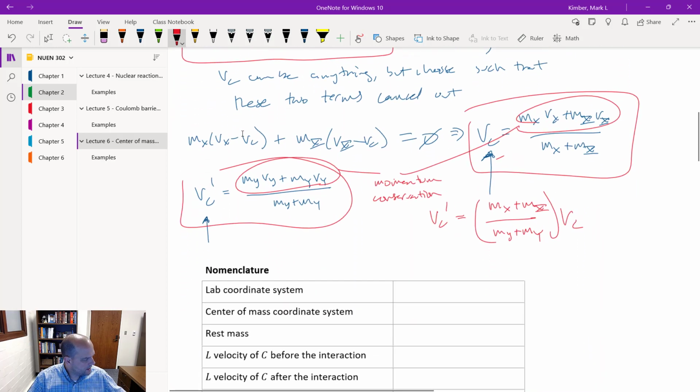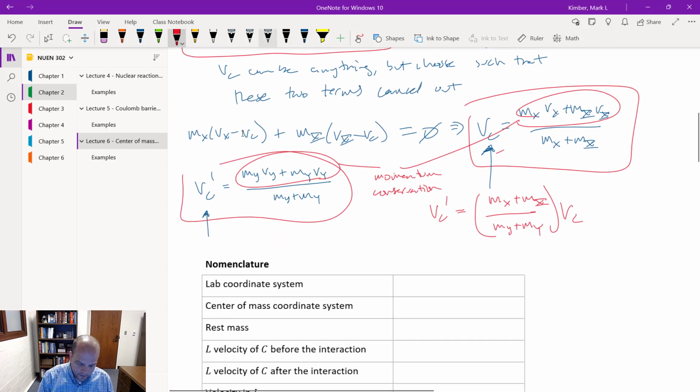And you notice this quantity down here, this quantity that I'm highlighting, is going to be equal to unity. It's going to be equal to 1 when Q equals 0. And Q equals 0, if you remember, is a scattering reaction.